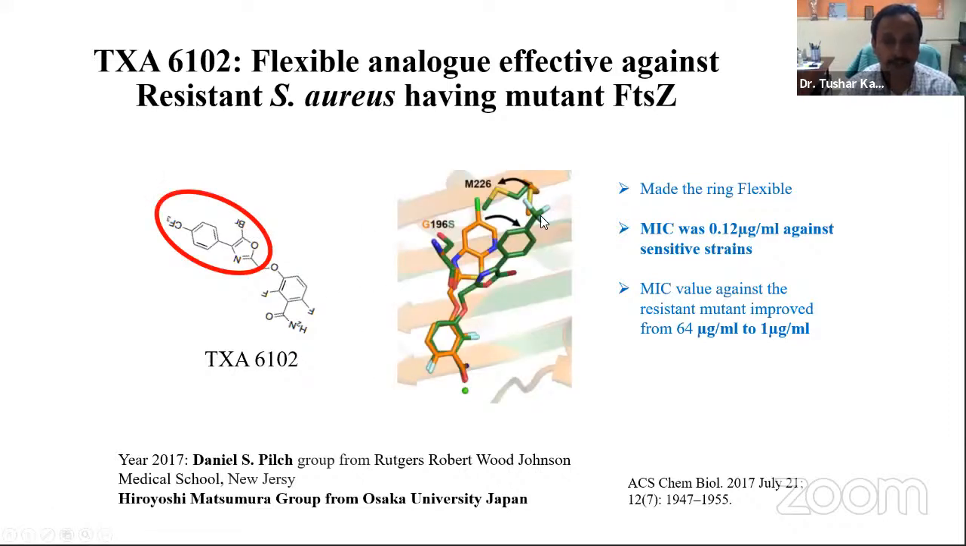And here they have also shown the mechanism of how this molecule can flip, and if there is a mutation at G196 or 226 position, it can still inhibit the growth of that bacteria. So they made the ring flexible, and the MIC was even better, 0.12 microgram per ml against the sensitive strain. And the MIC value against the resistant mutant was 64 for the previous molecule; now it became 1 microgram per ml. So that became much better.